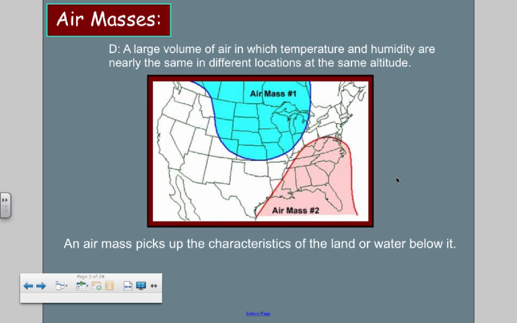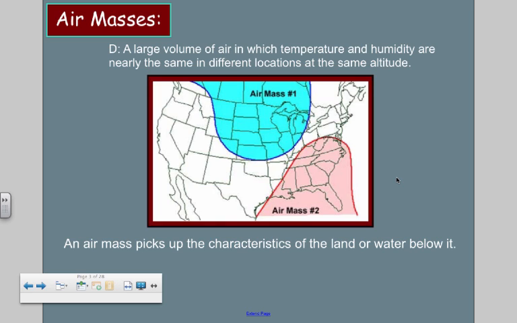So the first thing we need to talk about are air masses. Now, air masses are basically just a big bunch of air in which the temperature and humidity is about the same. So if you take a look at this map here, air mass 1 pretty much has the same humidity level and same temperature throughout that entire blue area. Air mass 2, again, has about the same humidity and temperature throughout everything you see in red.